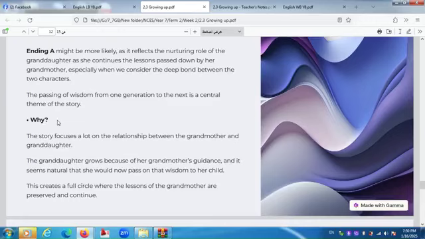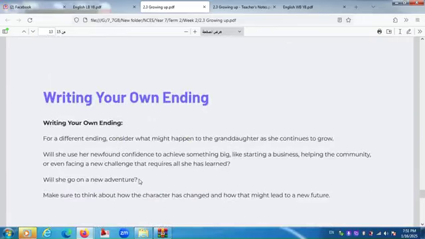Why? Tell me why. The story focuses a lot on the relationship between the grandmother and the granddaughter, and how the relationship between generations should be. The granddaughter grows because of her grandmother's guidance, and it seems natural that she would now pass on that wisdom to her child. This creates a full circle where the lessons of the grandmother are preserved and continue. Okay?